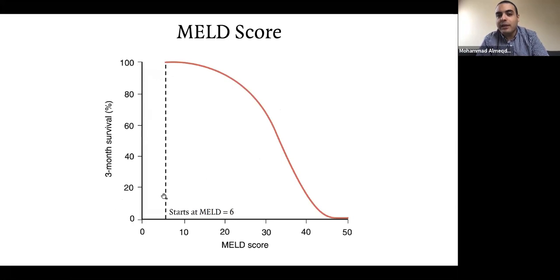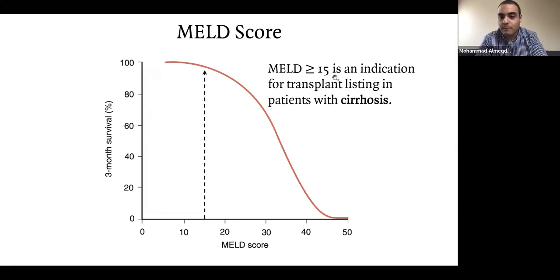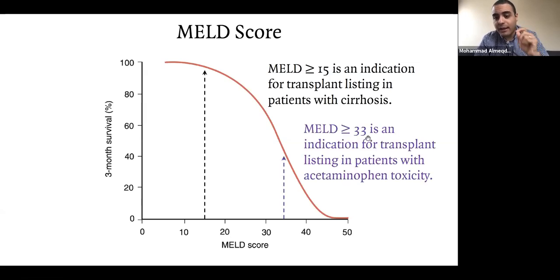And then to be eligible for transplant as a cirrhotic, your MELD should be 15. You list those with a MELD of 15, you list these people for transplant, for cirrhosis. So for any cirrhotic you're taking care of, always calculate their MELD. So at 15, just mention that you need to list them for transplant or transfer them for transplant evaluation. And then the MELD can be used in the acute setting only in one scenario, if you have Tylenol toxicity. If the MELD is more than 33 in somebody with Tylenol toxicity, then they're eligible for a transplant.